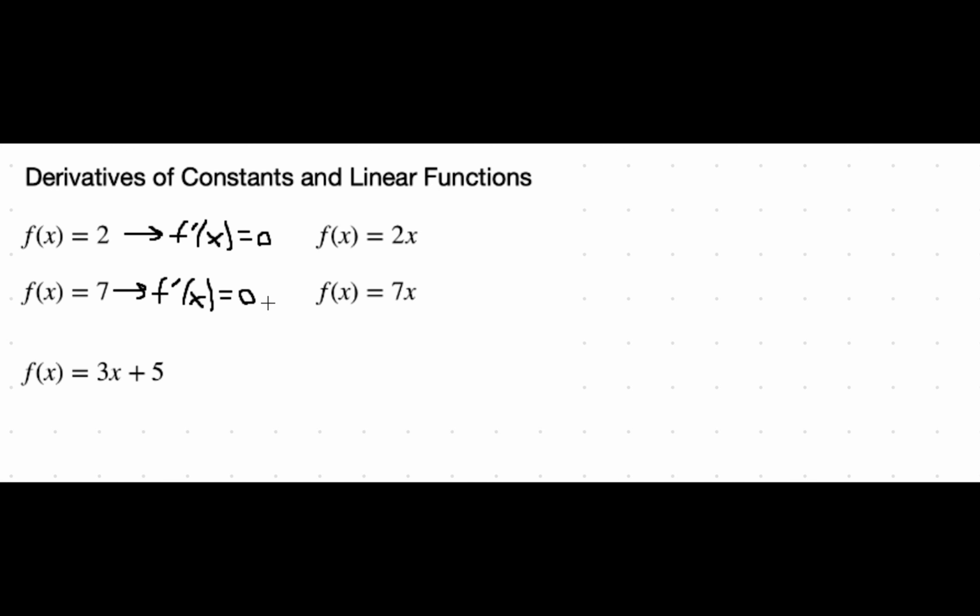So now what about if we have a 2x instead of a 2? Well, if we have a coefficient out in front of a variable x, the derivative is just going to be that coefficient out in front. So if we have 2x, the derivative of that is just going to be 2 because 2 is the coefficient in front of x. So that means f prime of x for this function is going to be 2.